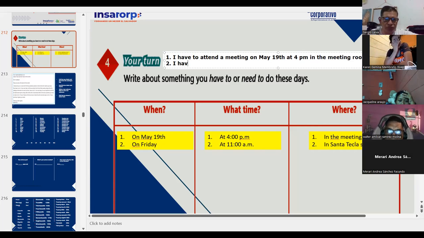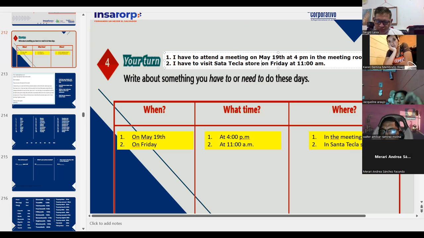I need to visit. On Friday. At 11 a.m. in Santa Tecla store. Okay, como yo tengo que visitar, el lugar en este caso lo podemos poner de un solo acá en la actividad. I have to visit Santa Tecla store. Ahí ya tendría más sentido, ¿sí? Santa Tecla store on Friday at 11 a.m. ¿Correcto? Porque me dijeron visit. Solo una pregunta, teacher.